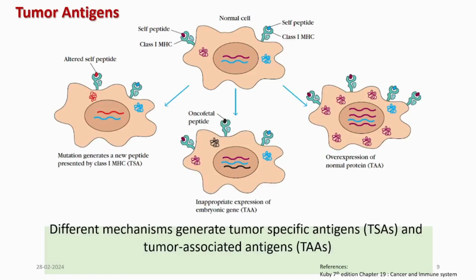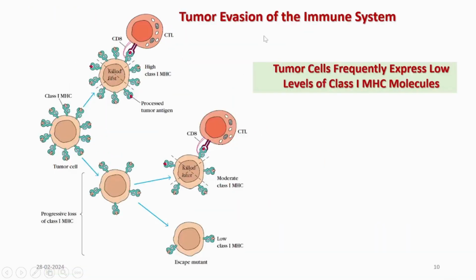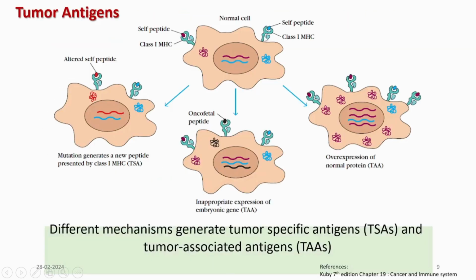Basically, there are two categories of the tumor antigen. One that will express the self-peptide, and the second one which will be presenting the altered peptide. The self-peptide is a result of overexpression. So when there is an overexpression of a novel protein, that constitutes the tumor associated antigen, and the one which is specific, which is the altered protein, will present the peptide by the MHC1 molecule.